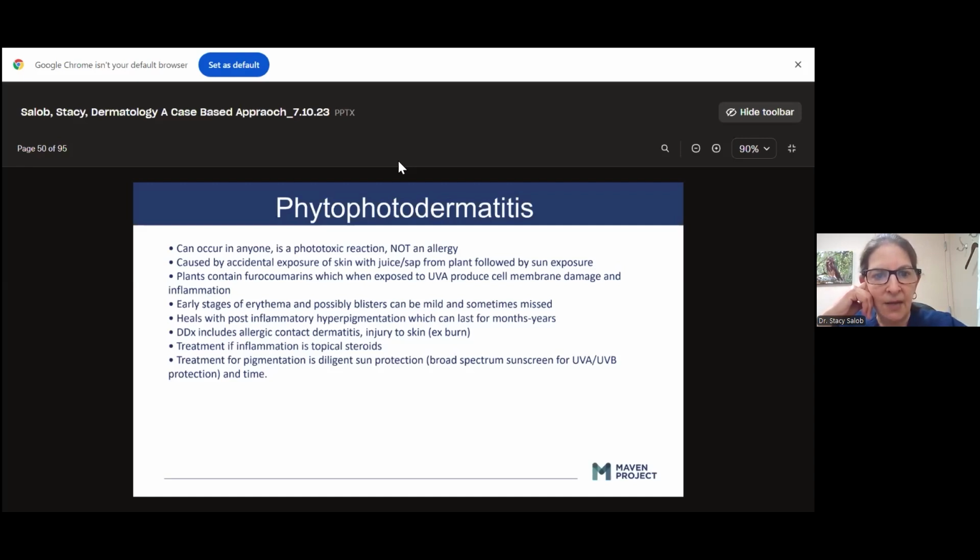The differential was right, what you thought about: a contact dermatitis, or an injury from a burn. If you still see the inflammation, you can treat it with topical steroids. And the treatment is really compulsive sun protection and time, because eventually this will fade. But these pigment cells are perfectly happy to make pigment, and they're going to keep doing it if you keep going.